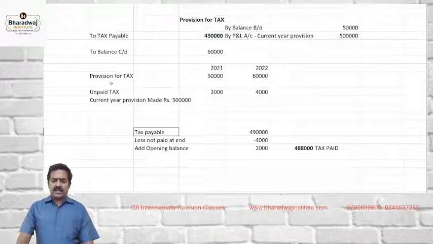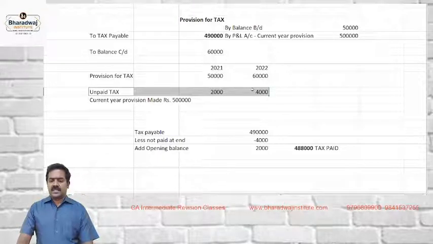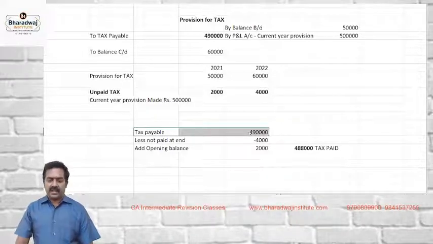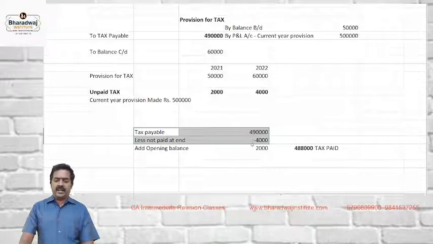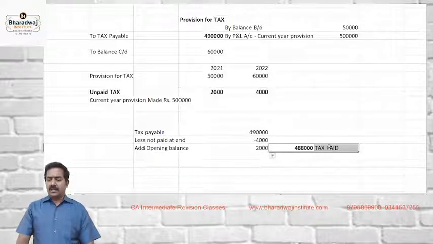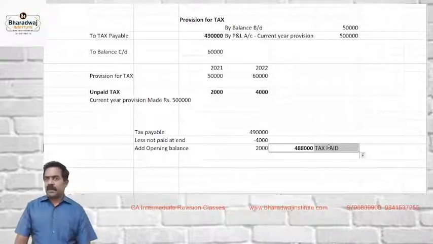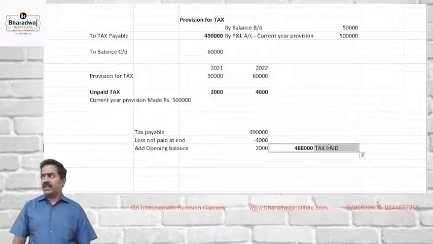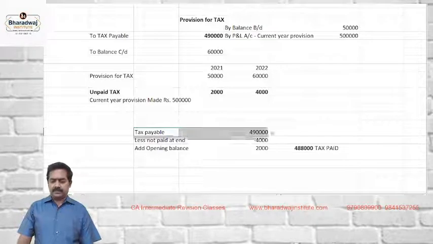But since there is an unpaid tax given, we don't take the balancing figure as paid. We see what is the tax that should have been paid minus whatever is not paid. Add what? Opening balance that should have been paid in the current year. This will give us tax paid during the year. This is what is going to be shown in what? Cash from which activity? Operating activity.